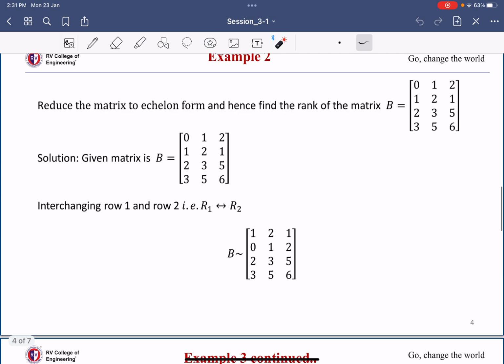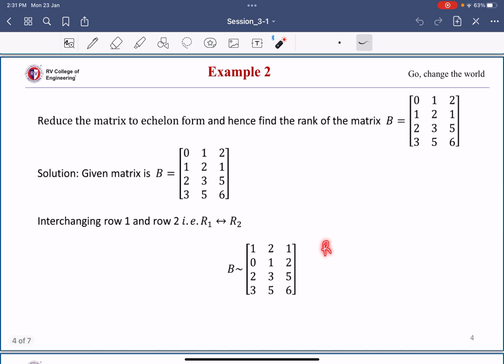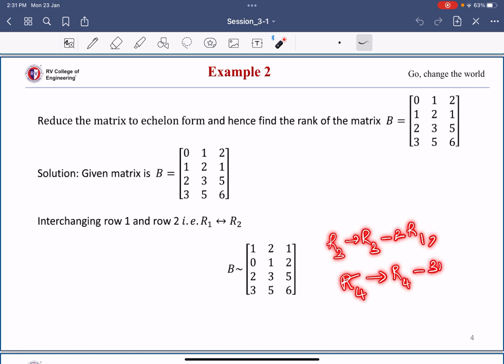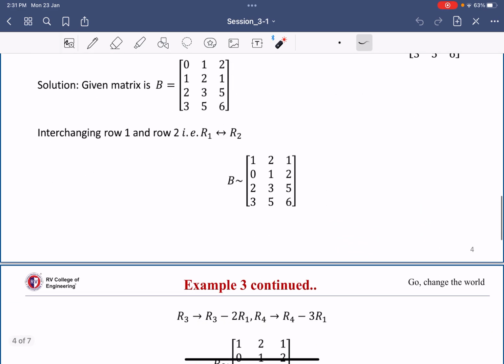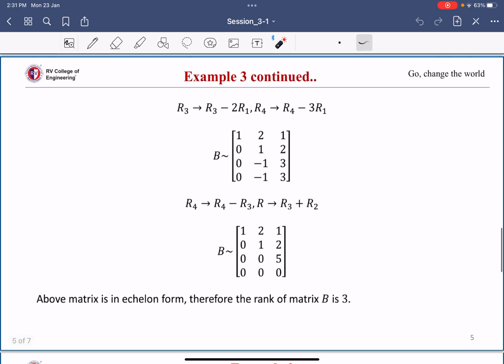So I apply the transformations. 2 is lying in the third row, so R3 transforming to R3 minus 2 times R1, and the other transformation would be R4 transforming to R4 minus 3 times R1. When I apply this transformation, we get this resultant matrix. Again here the last two rows are identical. I can make the last row completely 0 by subtracting the third row from it.